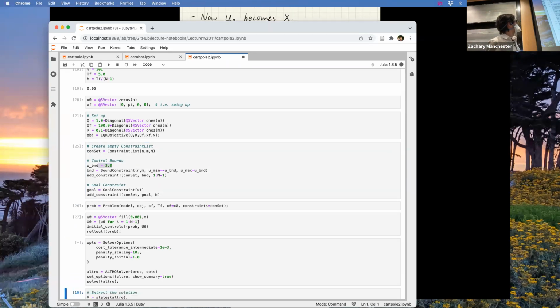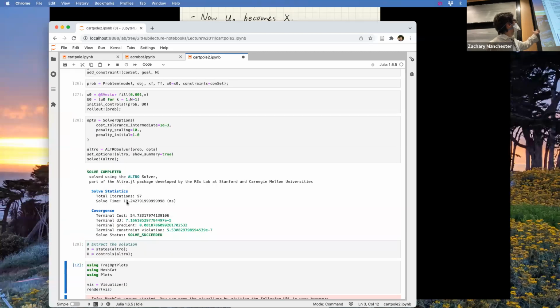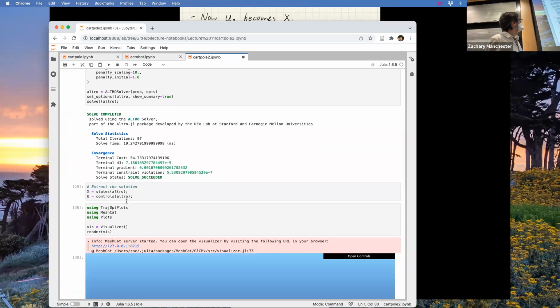Blah, blah, blah, solver stuff. So you can see 97 iterations, 20 milliseconds to solve. So this is what a good implementation looks like. I solved this problem from scratch in 20 milliseconds, right? So you can do this stuff online. Let's watch it.